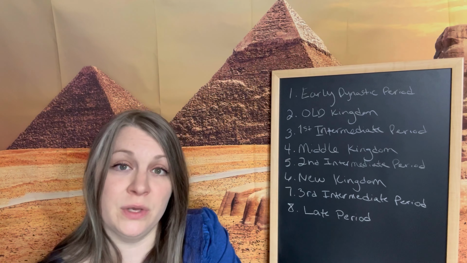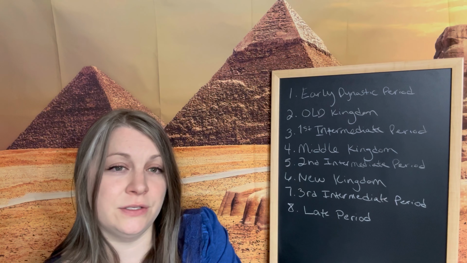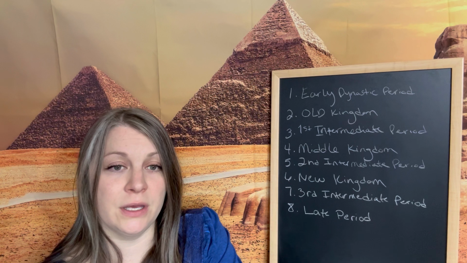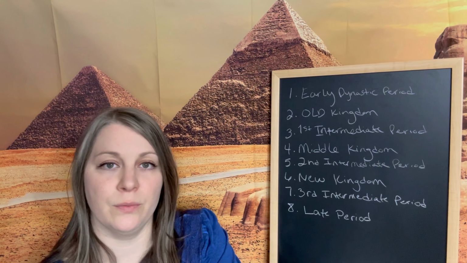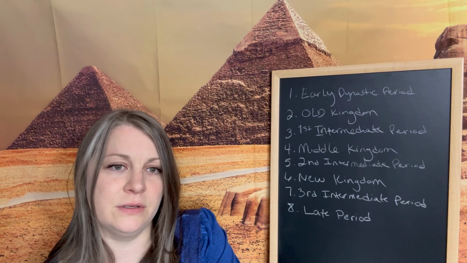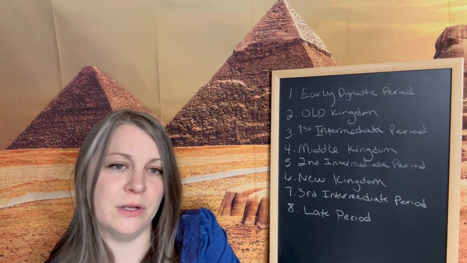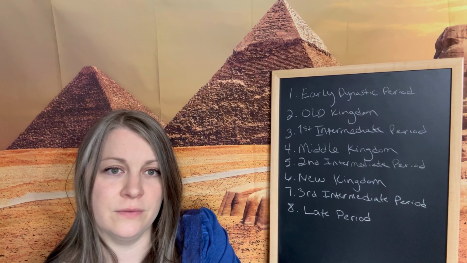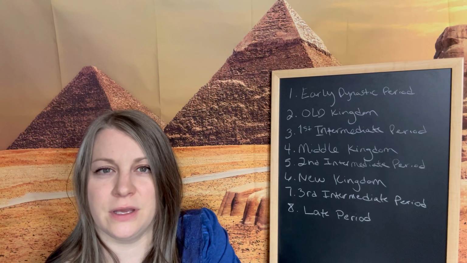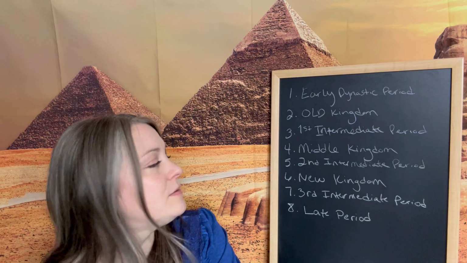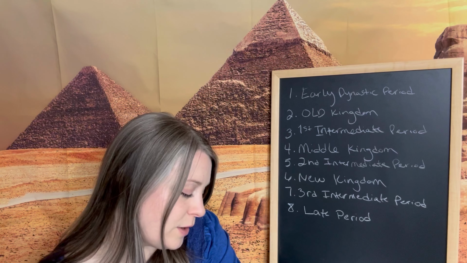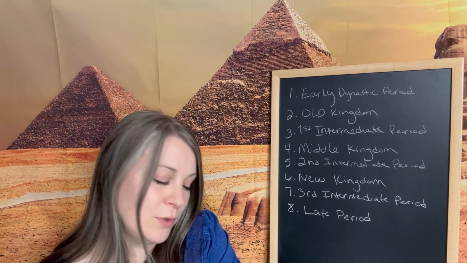Then we have the New Kingdom. We're getting closer to the Greco-Roman period, which is a little bit later. The art is always changing, but it was very traditional for a very long time, and it started changing a little bit during these later periods. So that was 481 years.